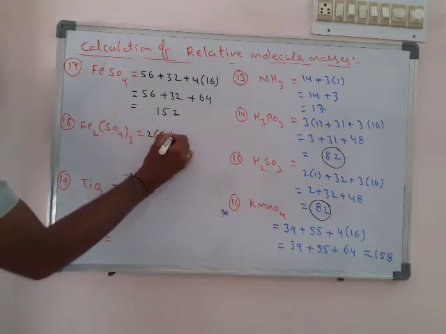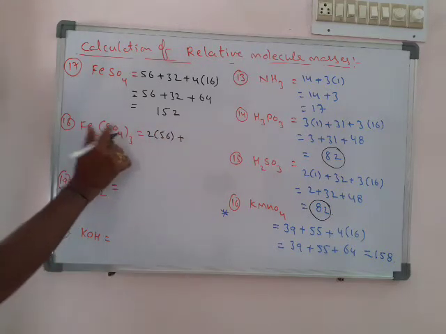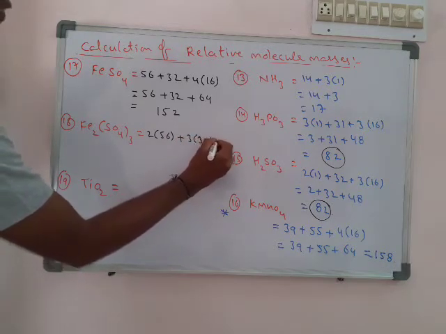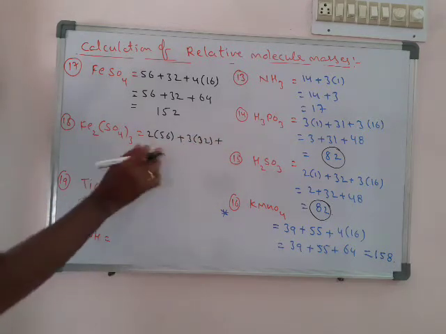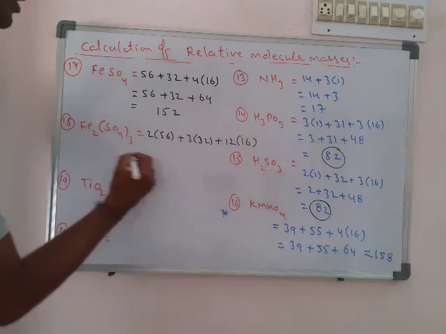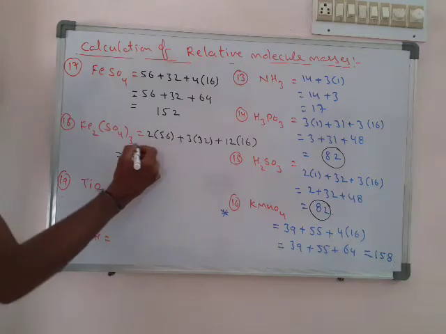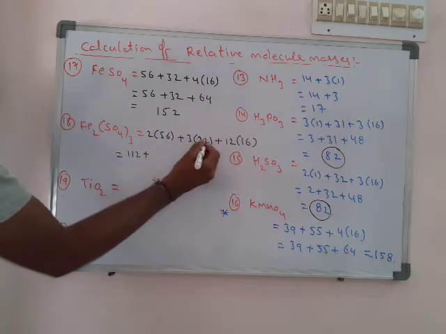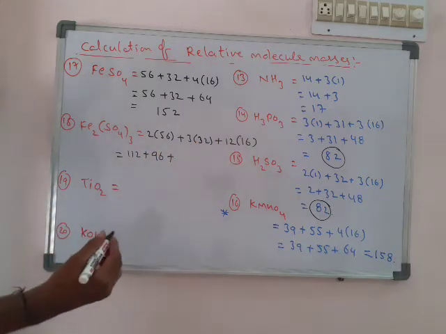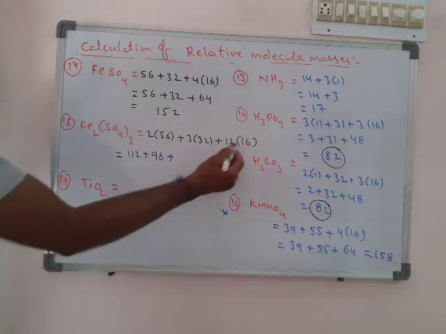2 into 56. How many sulfur? 3 sulfur. That is 3 into 32. Each sulfur carries 32. Oxygen, how many are there? 12 oxygens are there. 12 into 16 again. Means 56 into 2 means 112 plus 3 into 32, 96. Plus again how much? 12 into 16.